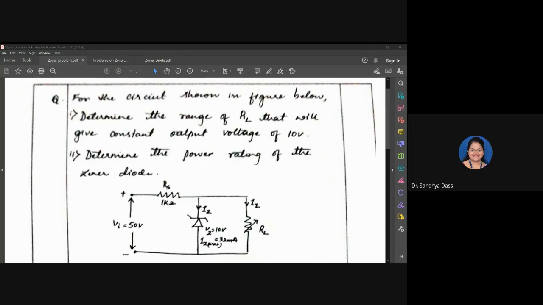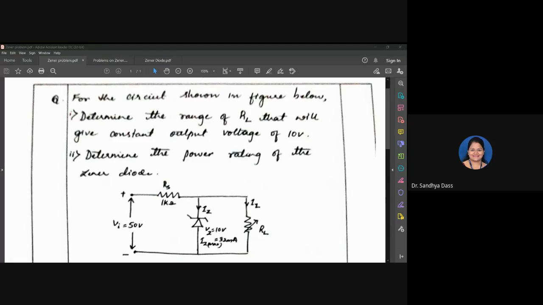Yes, Satvik, correct. 40 milliamps. Correct, Sean, 40 milliamps. And another one is 8 milliamps, IL. You are talking about IS or IL? IL. Yeah, correct.